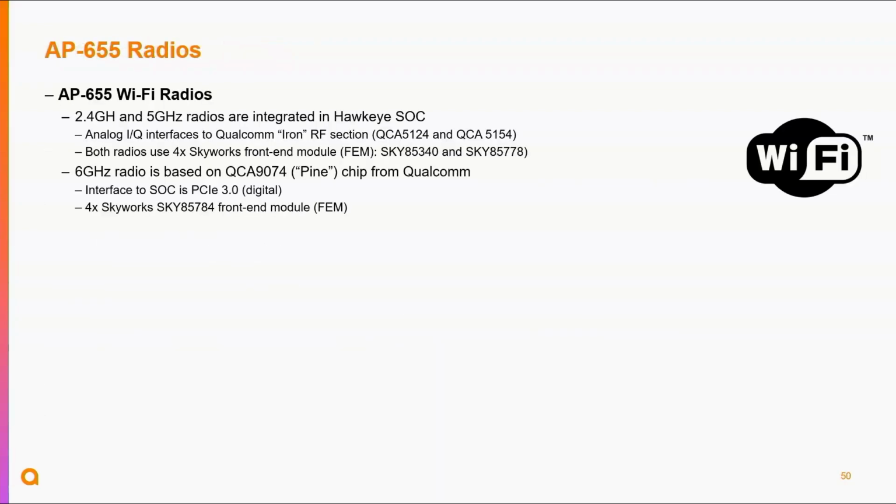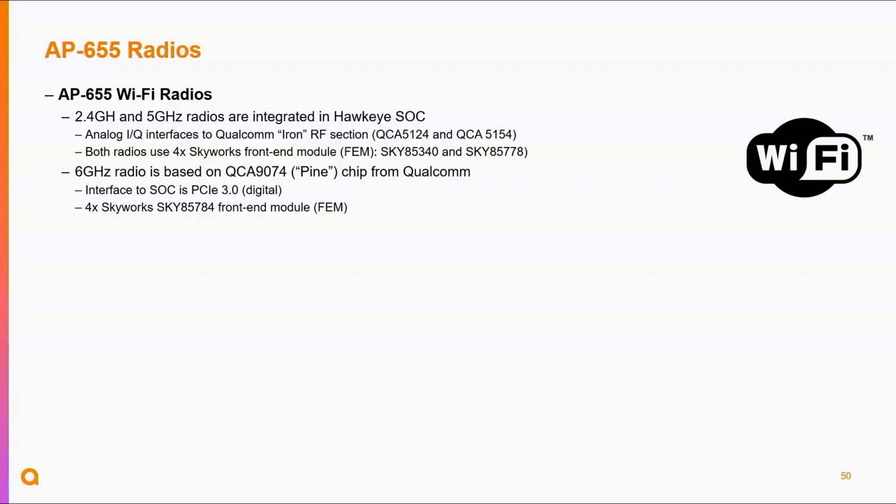So I mentioned before already, the 655 has 3 radios. They're all 4x4 MIMO. The 2.4 and 5 gig radios are integrated into the SoC. They're part of the part that we buy from Qualcomm. The 6 gig radio is a separate dedicated radio that interfaces to that SoC using PCIe, so it has a digital interface, whereas the other radios communicate out of the SoC using an analog interface with the front end of the radios. You don't need to worry about any of this, but I'm just highlighting the different parts that go into that. So the 6 gig radio is a little different, and we buy another part from Qualcomm called the Pine chip that implements that.